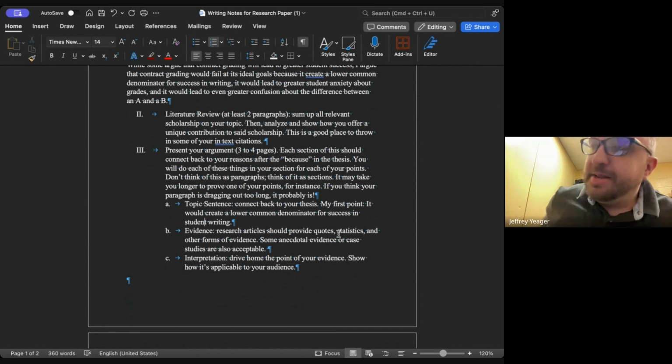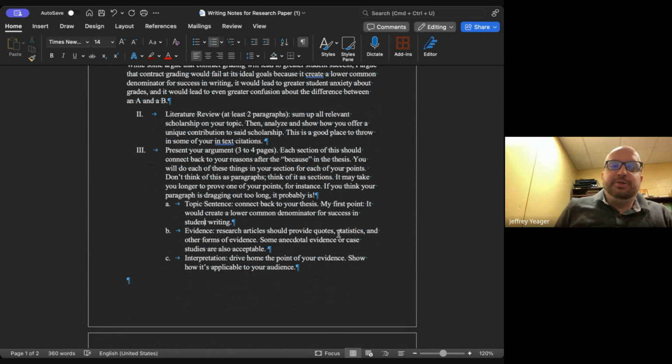So this is the meat of the paper. Again, this is where you will present the most stuff, and this will constitute probably about 3 or 4 pages of your paper. And don't think about these little sections like it's a paragraph. It's a section, not a paragraph.